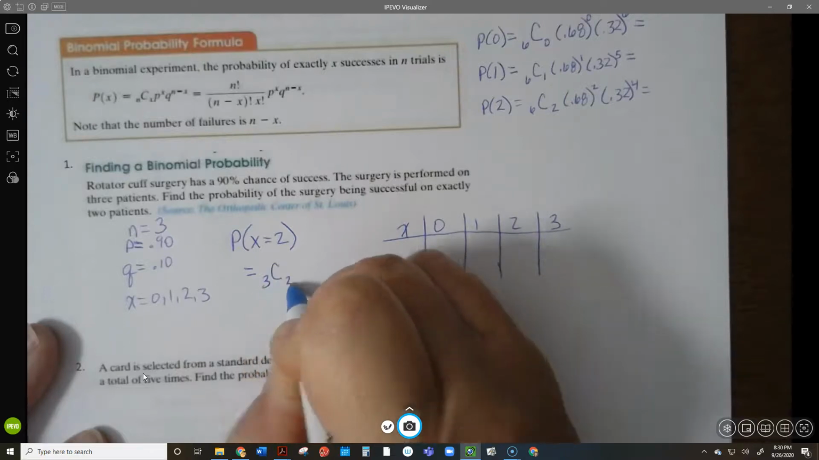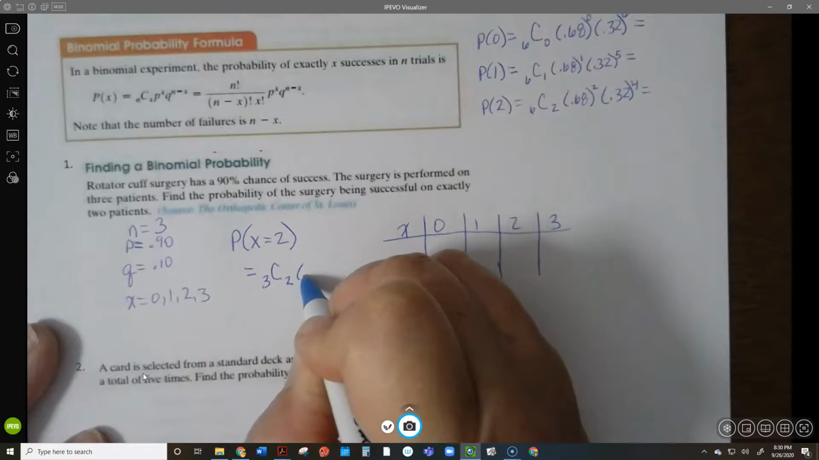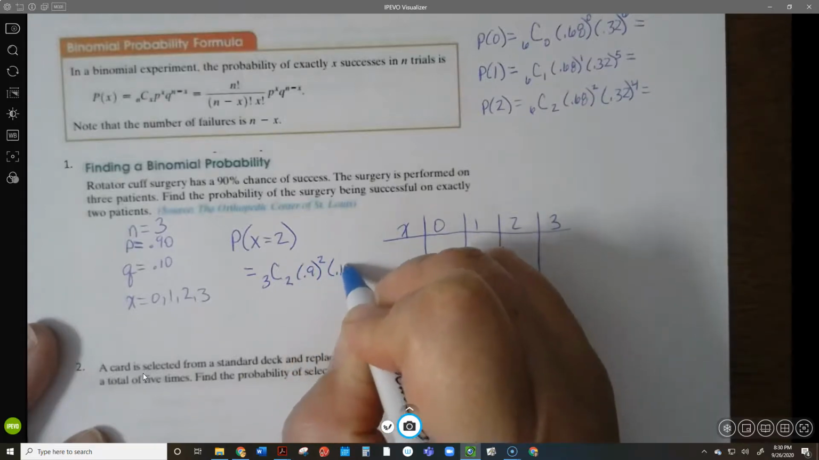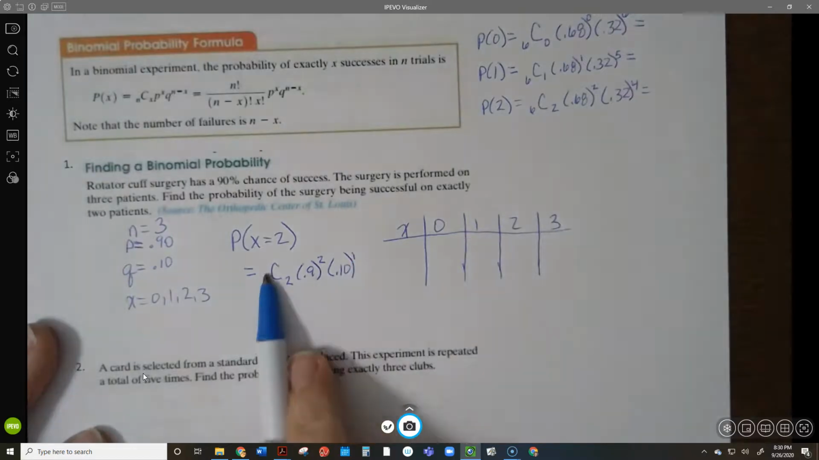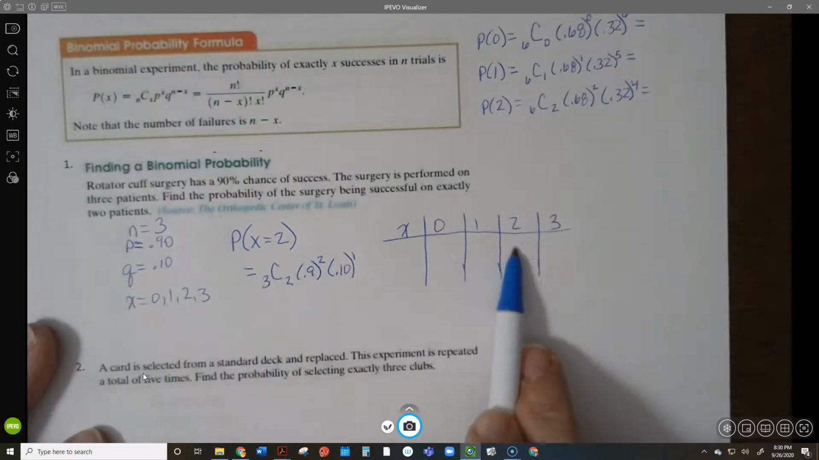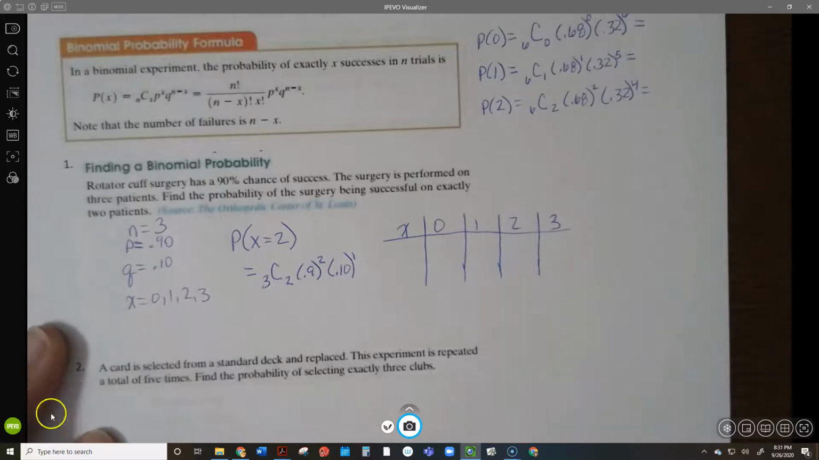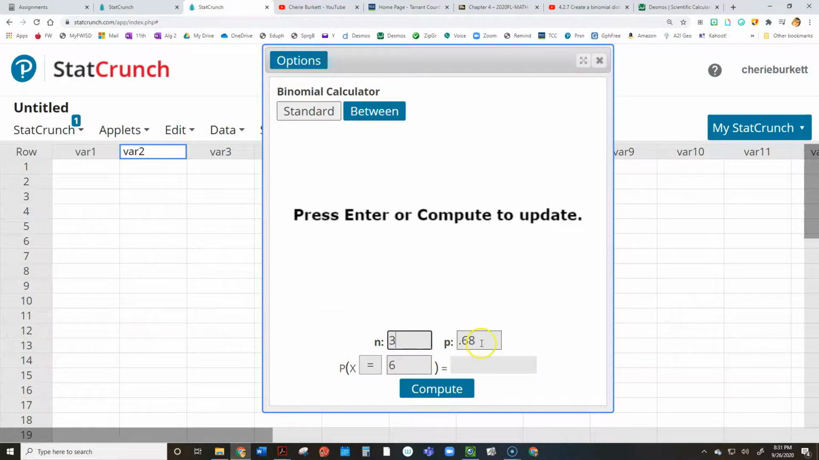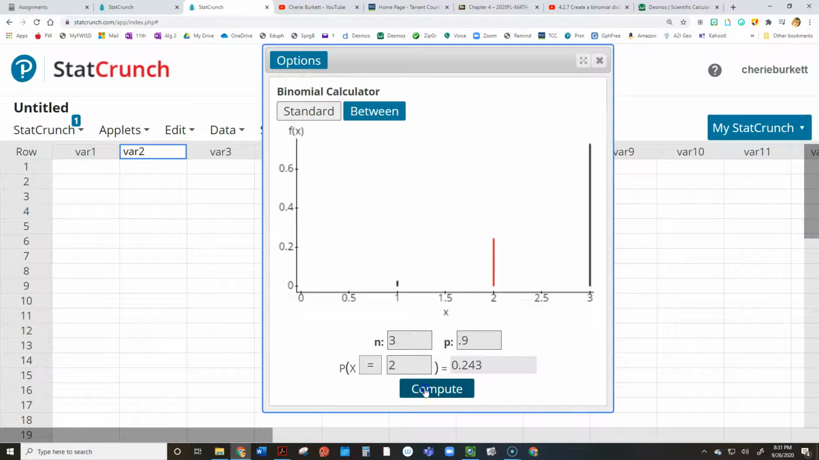So you could use the formula, and the formula right here would be 3 choose 2 times 0.9 raised to the 2 times 0.1 raised to the 1. That's the formula that will find that number that goes right there. Or you can run over to StatCrunch and change the number of trials to 3, change the probability of success to 0.9, and then find the probability that X is exactly 2. And that answer is 0.243.